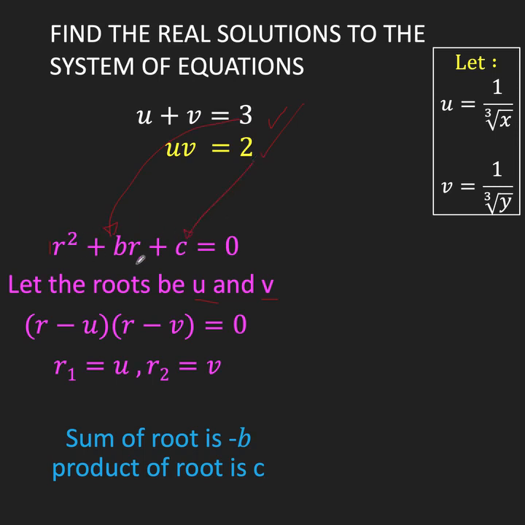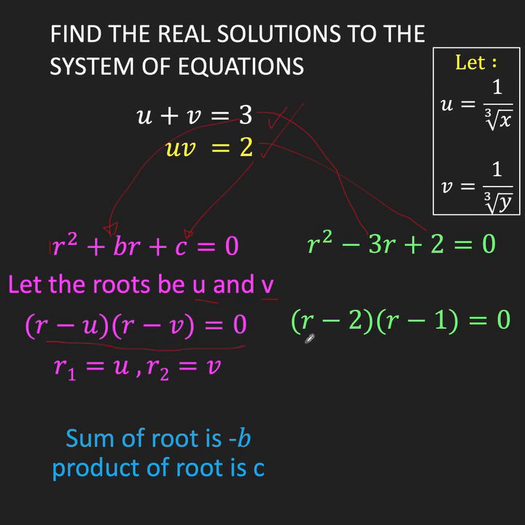And so we can now rewrite this r squared plus br plus c equals 0 as r squared minus 3r plus 2 equals 0. Because we have here the negative of b, and we have here c. And so, this is factorable. The factors are r minus 2 and r minus 1, that is equal to 0. And notice now that this part here and this part here are exactly the same form: r minus u times r minus v, r minus 2 times r minus 1. So they are exactly the same. Both are equal to 0.